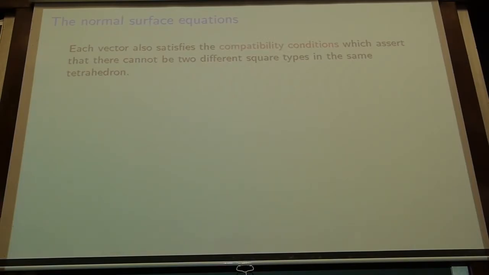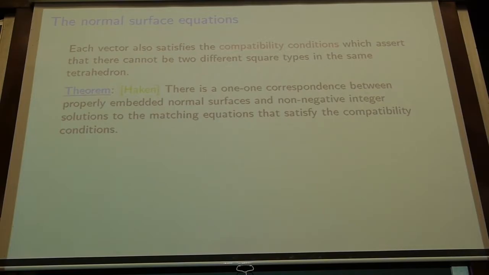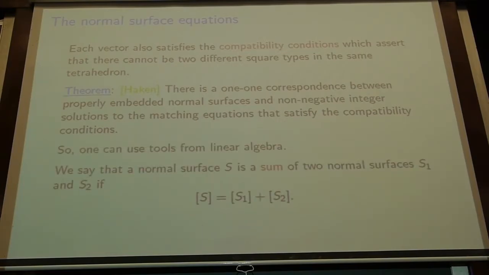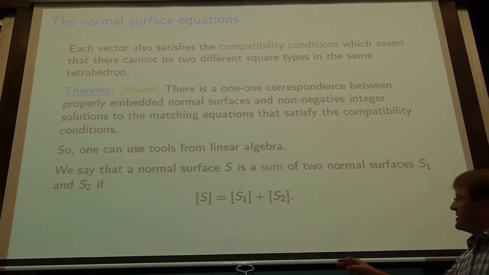So it's Haken who realized that there's really a 1-1 correspondence between properly embedded normal surfaces, up to a suitable notion of isotopy, and non-negative integer solutions to the matching equations that satisfy the compatibility conditions. So in some sense, looking at normal surfaces boils down to looking at linear algebra. And in particular, you can talk about the sum of 2 normal surfaces.